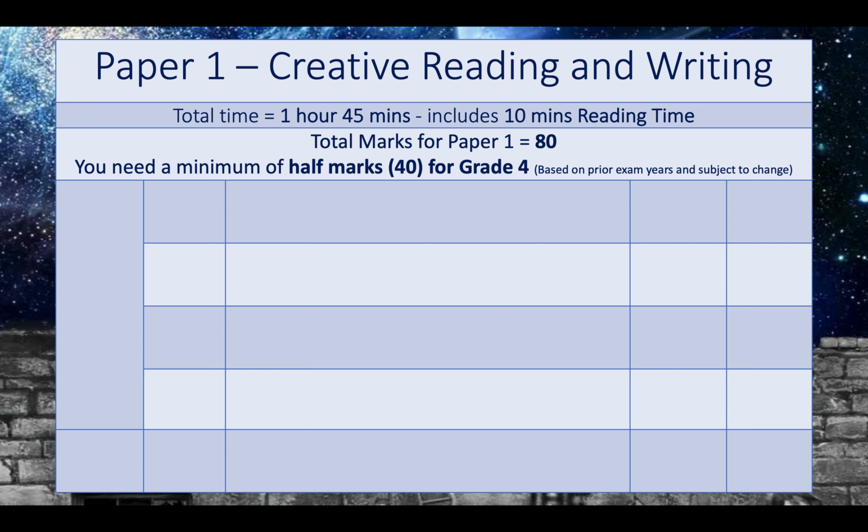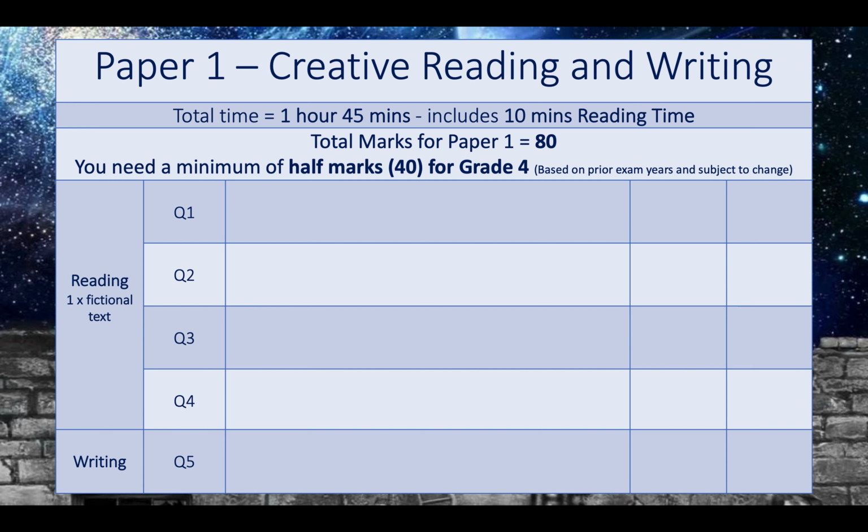The marks for the paper are 80, and based on what's happened in previous years, if a grade 4 is what you're aiming for, you might not be aiming for a grade 4, but if it is, then you need a minimum of half marks. So you need to be thinking that each question you answer, if the question is out of 8, you need 4 of those marks as a minimum in order to secure a grade 4.